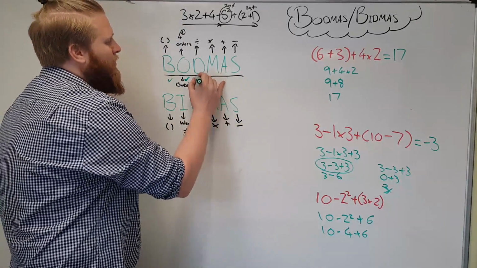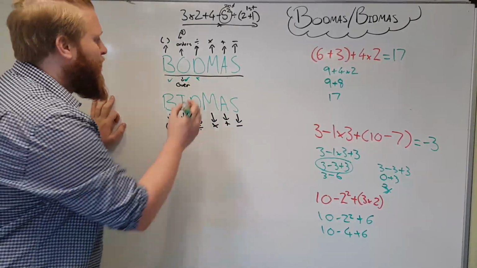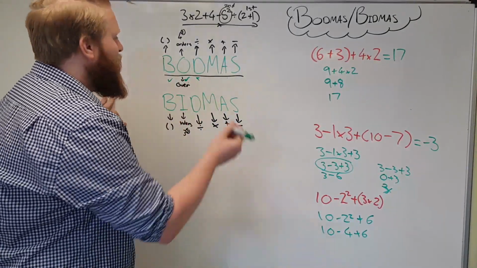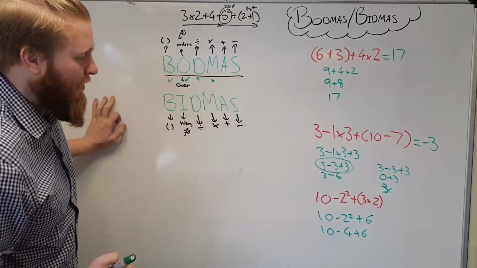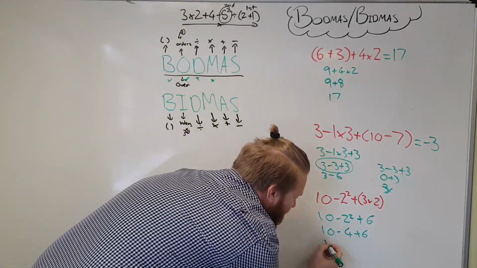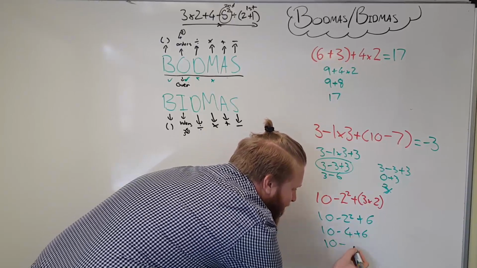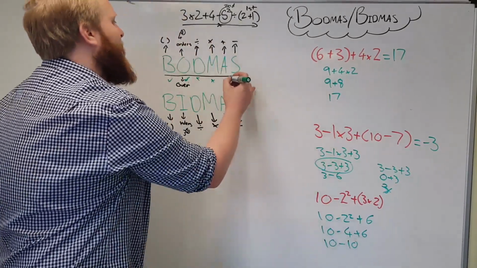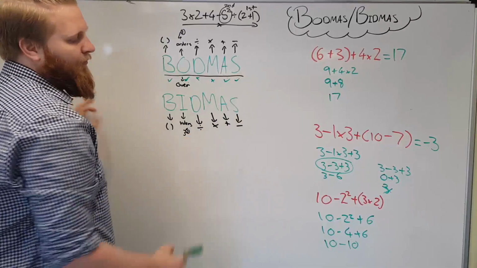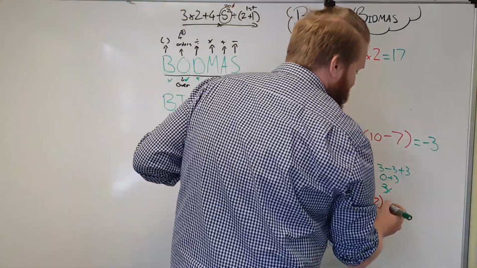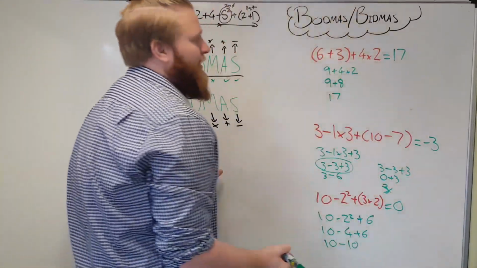Okay, division, none. Multiplication, let's have a look. No, we don't have any. Addition, yes we do. So now we have 10, take away 4 plus 6 is 10. And then lastly is obviously our subtraction. 10, take away 10, so our answer is 0.